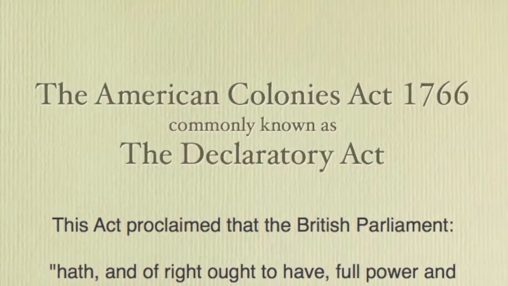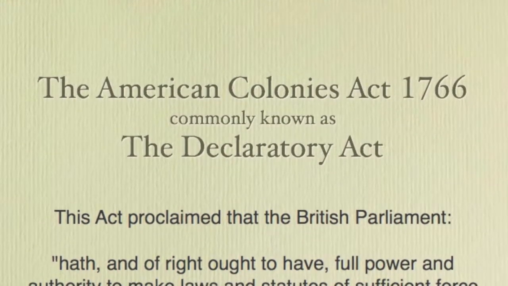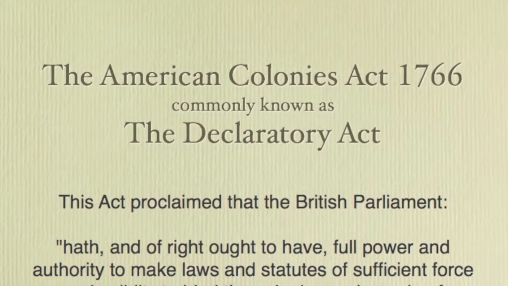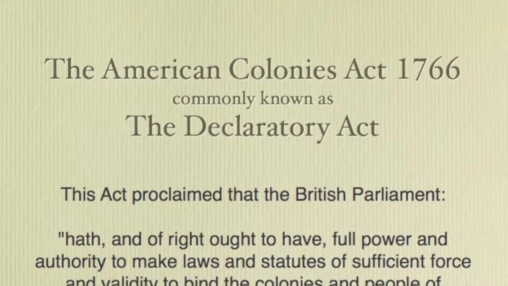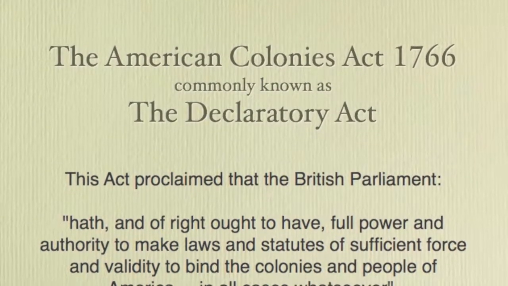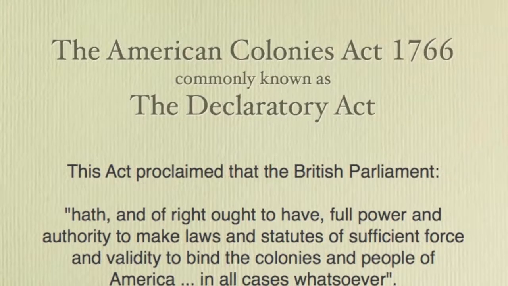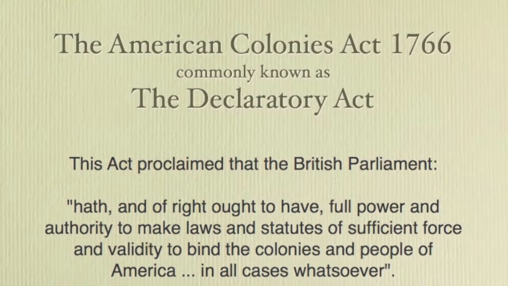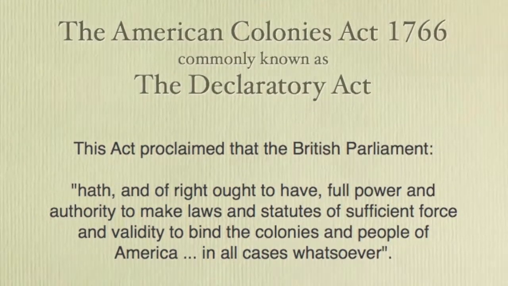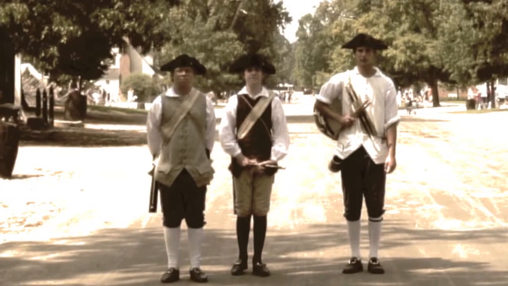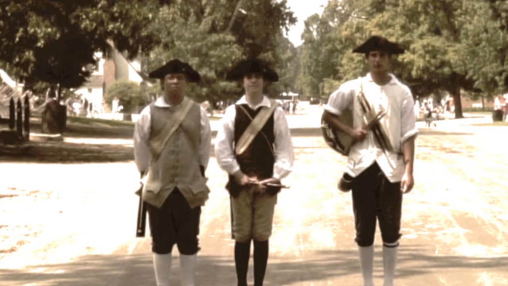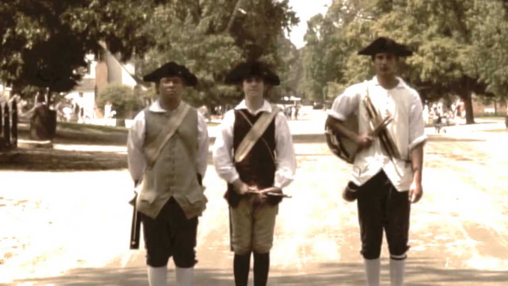Although Parliament relented and repealed the Stamp Act, they immediately passed the Declaratory Act, stating that Parliament had full power and authority to make laws and statutes of sufficient force and validity to bind the colonies and people of America in all cases whatsoever. This caused outrage in the colonies, and the freedom battle lines between the people and their rulers started to form.